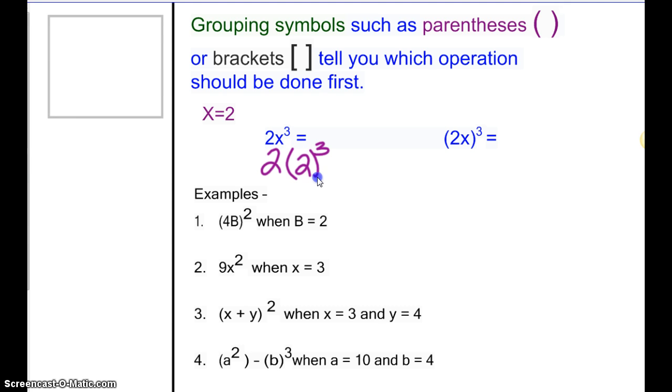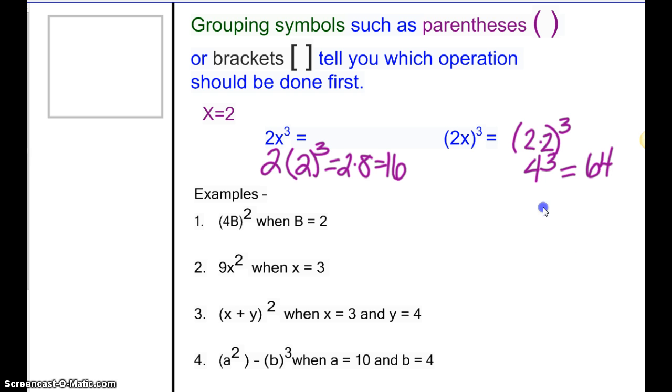Well, which one do you do first? In this case, you do 2 to the 3rd, 2 times 2 times 2, so that's 8. So you end up with 2 times 8 equals 16. Does this one equal 16 as well then? Well, this says because of the parentheses, do 2 times 2 first, and then take it to the 3rd. So 2 times 2 is 4. 4 to the 3rd power, does that give you 16? No, 4 times 4 is 16, times 4 one more time is 64.